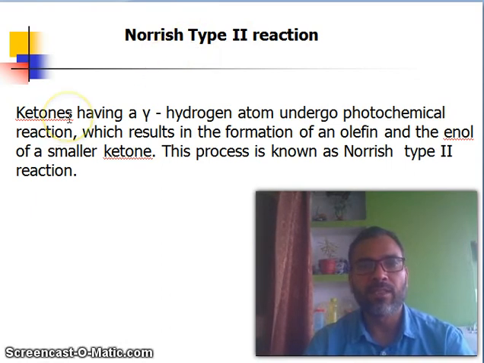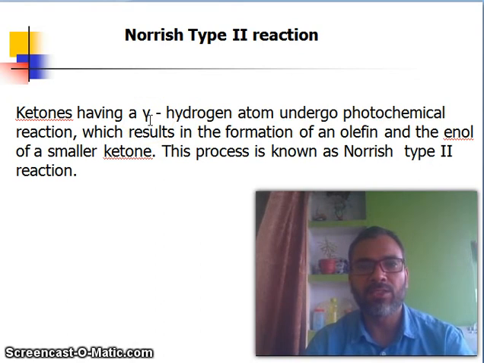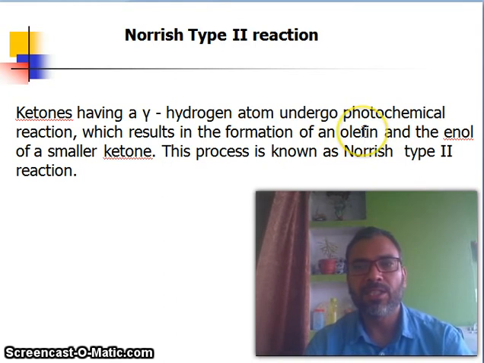Ketones, again in Norrish type 1 I also talked to you about ketones, having a gamma hydrogen, that is alpha, here gamma. Just concentrate on the term of hydrogens. Such ketones undergo photochemical reactions which result in the formation of an olefin and the enol of a smaller ketone. Olefins, you understand olefin? This is very basic. And enol, you also know the enol. This process is known as Norrish type 2 reactions.